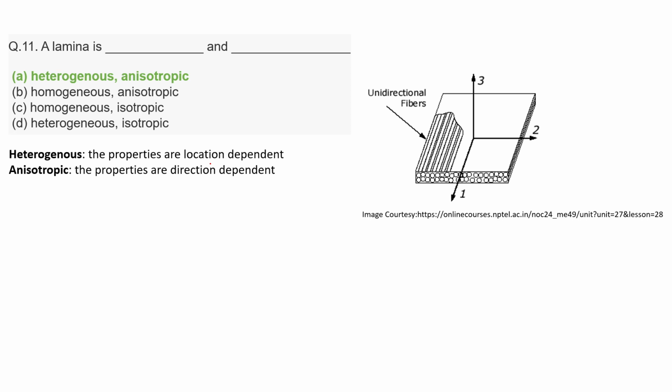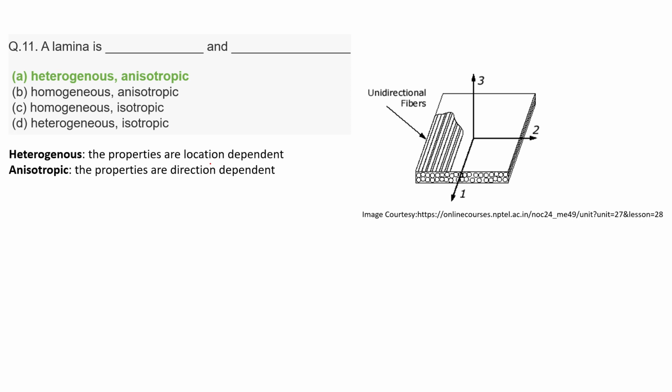The first thing they talked about is heterogeneous or homogeneous. Heterogeneous means that the properties are location dependent. A lamina will have reinforcements lying in some pattern and matrix around it. If you pinpoint any part in that whole lamina, it can either fall on a part where it has only matrix, or on a part which is both reinforcement and matrix. That means both these points will not have the same properties. The properties are not uniform throughout the location of that lamina. That's why the lamina will be heterogeneous.